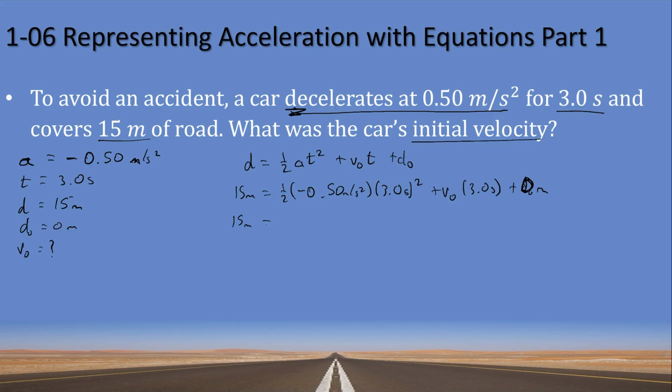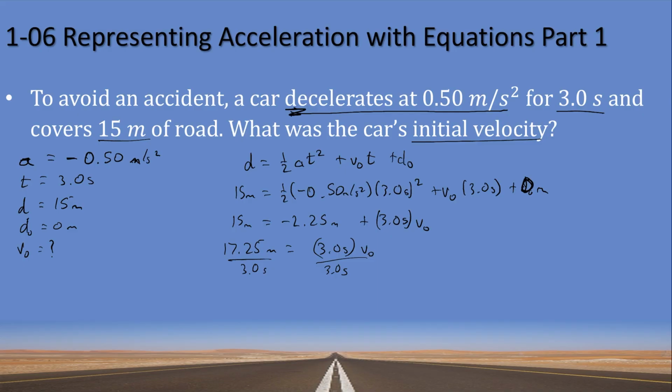Let's do some simplifying. So the 1/2 times negative 0.5 times 3 squared is negative 2.25 meters. The seconds squared cancel. So I'd probably add the 2.25 meters to give me 17.25 meters. And then divide by the 3.0 seconds.